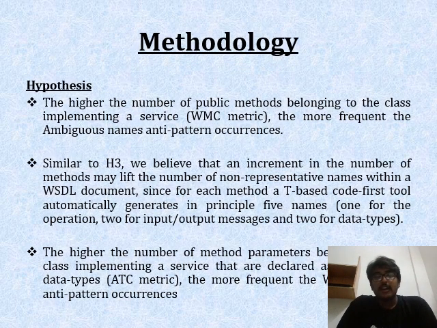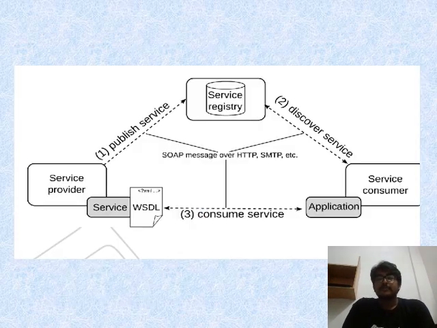And methodology. The higher the number of public methods belonging to the class implementing a service, the more frequent the ambiguous names anti-pattern occurrence. Similar to H3, we believe that an increment in the number of methods may lift the number of non-representative names within a WSDL document, since for each method a tool-based code first approach automatically generates, in principle, 5 names, one for the operation, two for the input and output and two for the data types. And this is the basic structure of the WSDL documentation, which is performed inside of the system and how it works.